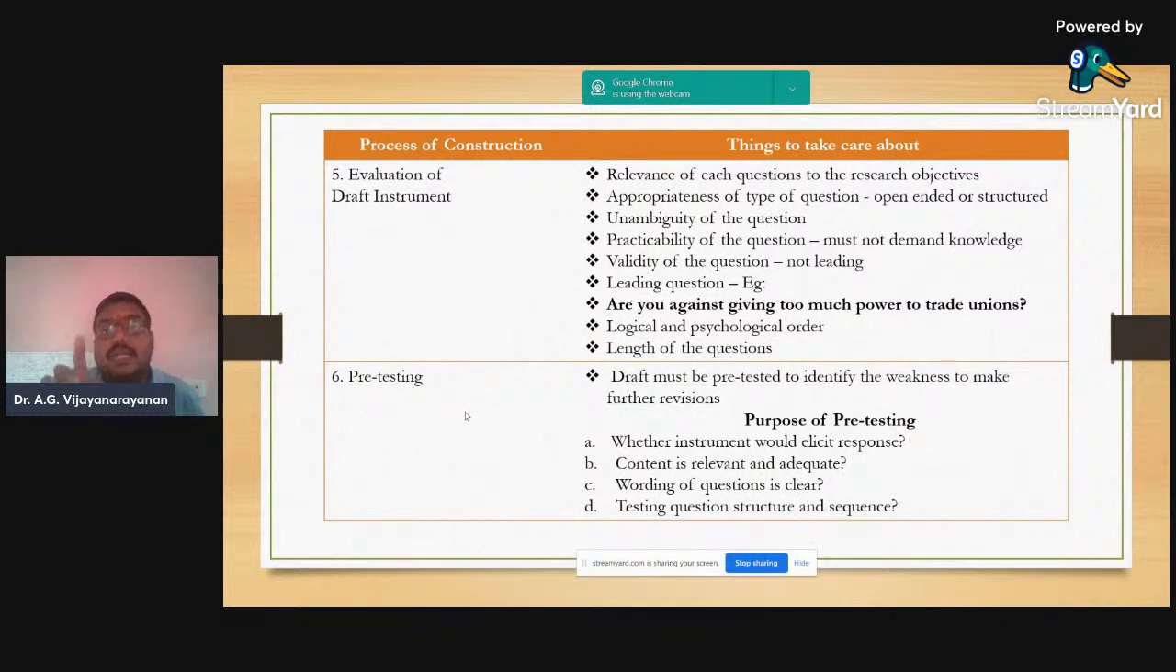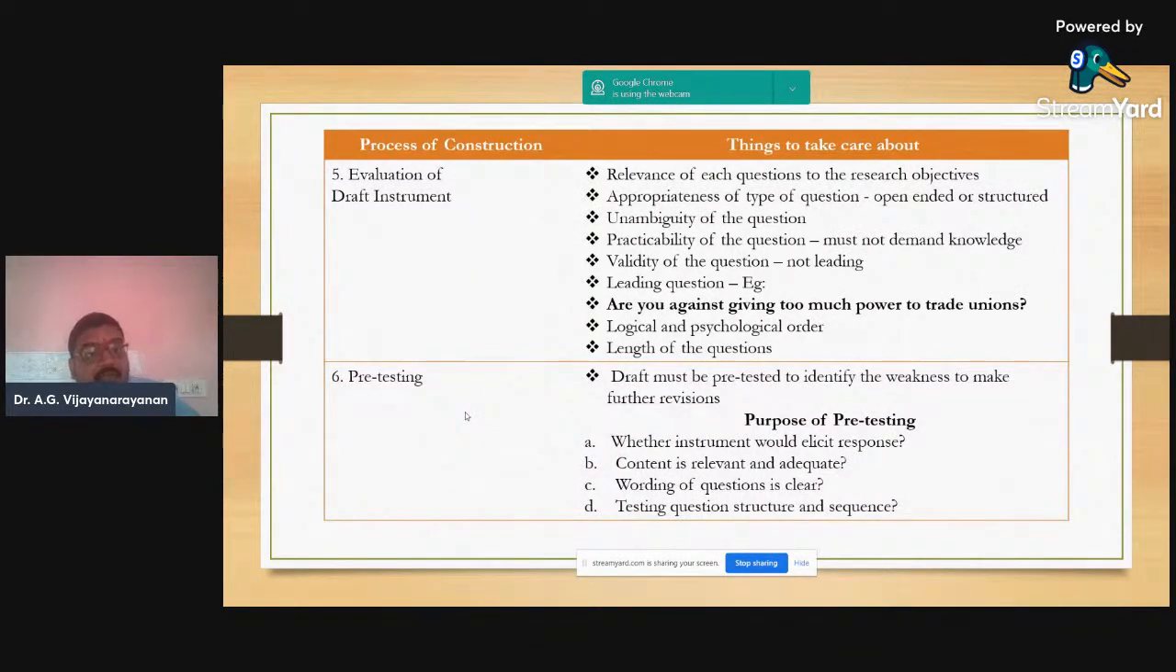The researcher should ask the question in neutral, no bias, neither positive nor negative. Neutral இருக்கணும். And it should have a logical and psychological order. Length of the question is also very important. So இதெல்லாம் நீங்க evaluate பண்ணு. You have to evaluate all these things when you prepare your questionnaire.